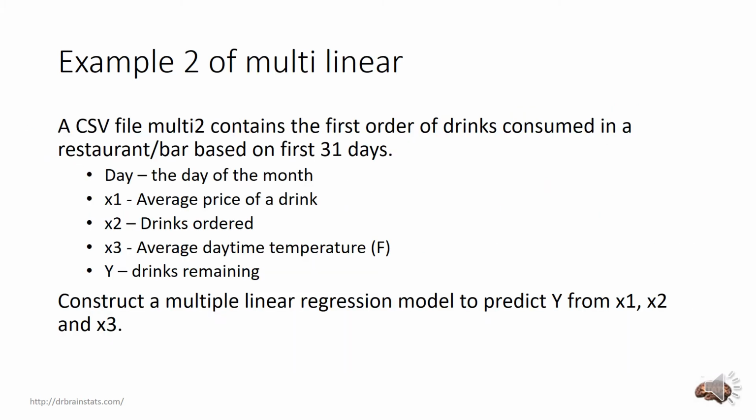This brings us now to our second example of a multiple linear regression. Hopefully you have a file called multi2, and this contains the first order of drinks consumed in a restaurant or bar based on the first 31 days. Today is the day of the month. X1, average price of drink. X2, drinks ordered. X3, average daytime temperature in Fahrenheit. And Y, drinks remaining. Now we want to construct a multiple linear regression model to predict the amount of drink remaining from X1, X2, and X3.